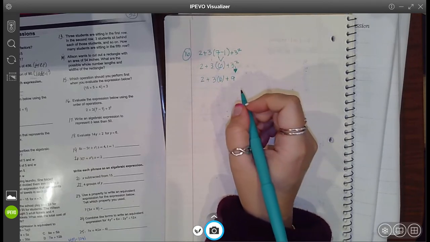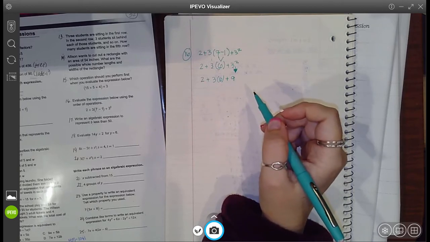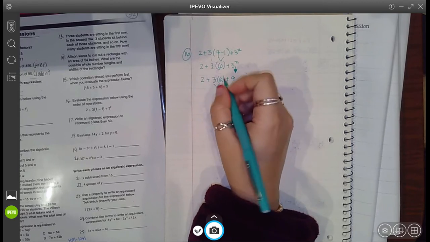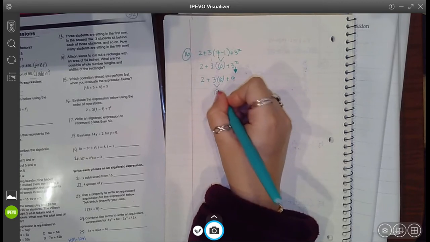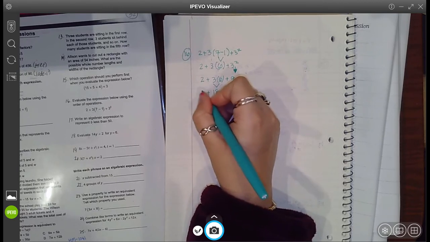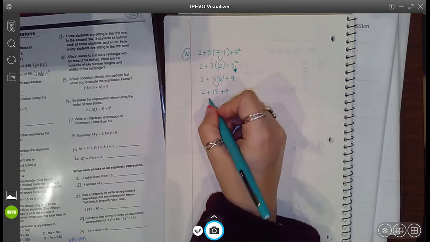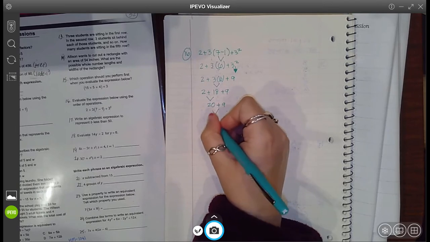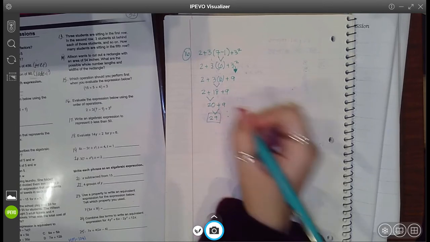Okay, parentheses are down to a single number. Exponents are taken care of. Multiplication or division, right here. 3 times 6 is 18. And then I just have addition left. So 2 plus 18 is 20, plus 9, and 20 plus 9 is 29.